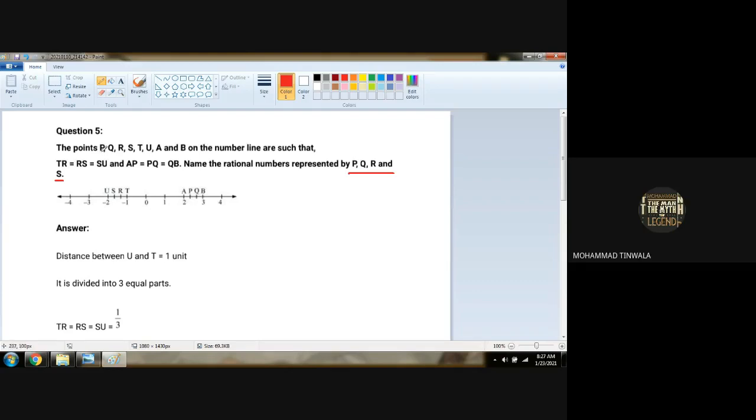What is given here? P, Q, R, S, T, U, A, B. All the things are on this number line. A, B is only the different thing. Baki P, Q, R, S, T, U, all the things are in sequence, right? Now, what is the content? TR, TR kya hai? TR is this one, see.